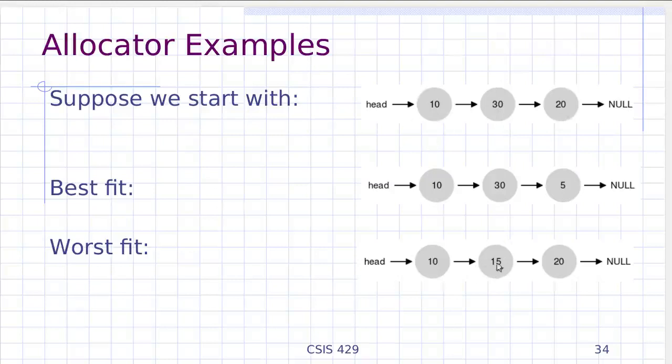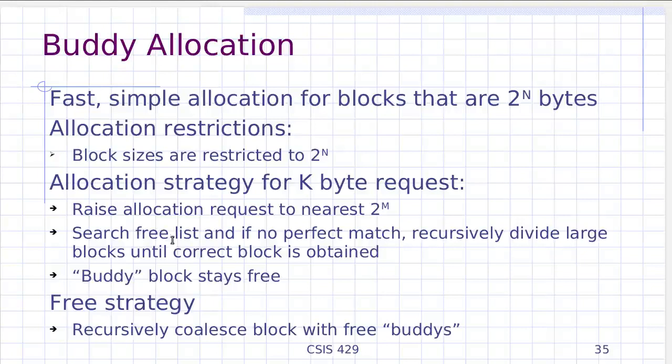If you take a look at these, you can't really see a pattern after just one request, but you can see you end up with a small chunk here, whereas these are all roughly the same size. You can see the trend after many requests. With worst fit you'll probably end up with a lot of medium-sized chunks. Best fit could end up with a lot of small unusable chunks of free space.